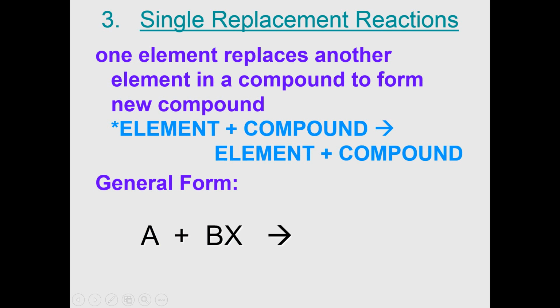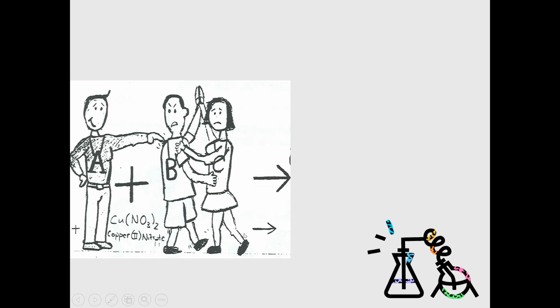So here's the general form of a single replacement reaction. You start off with an element A representing the element, BX representing a compound, and what's going to happen here is A is actually going to try to kick B out of that compound. So when that happens, B gets out of the way, ends up being by itself, and A gets now paired up with X. So a single replacement or a single displacement reaction tells us that 2 elements are switching places. So one is displacing another.